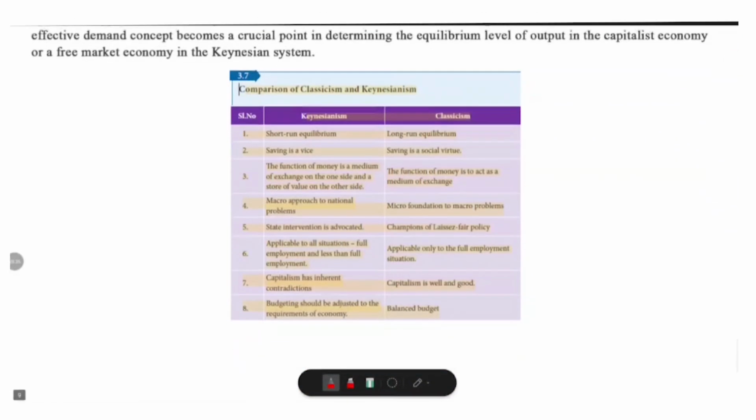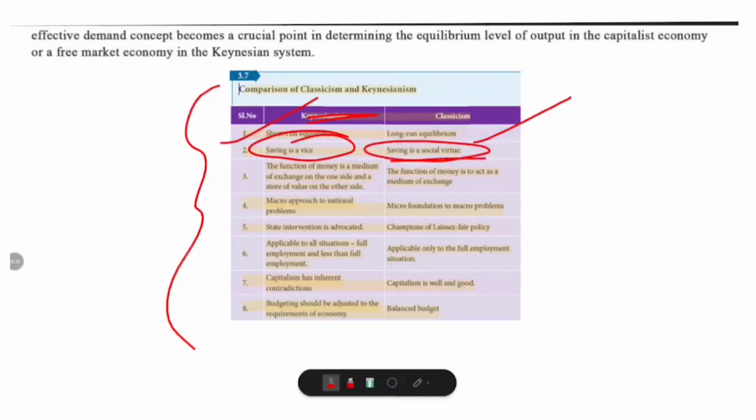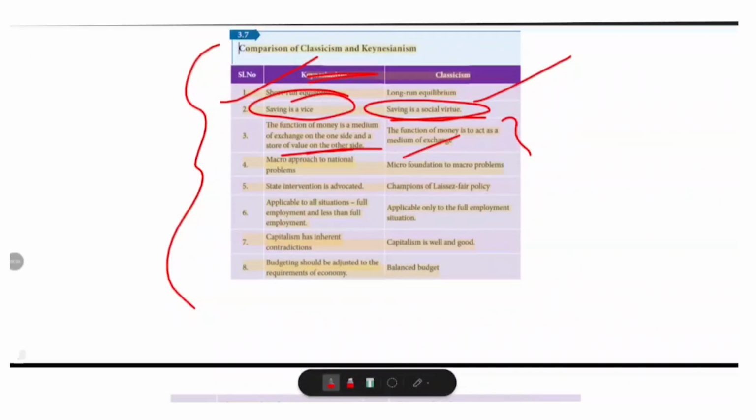So this table shows a comparison between classical theory and Keynesian theory. In Keynesian theory, there is short run equilibrium, while classical is long run equilibrium. Saving is a social virtue in classical theory. Then the function of money is a medium of exchange on the one side and a store of value on the other in Keynesian theory, while in classical theory we see the function of money only as a medium of exchange. Then macro approach to national problems versus micro foundation to macro problems.